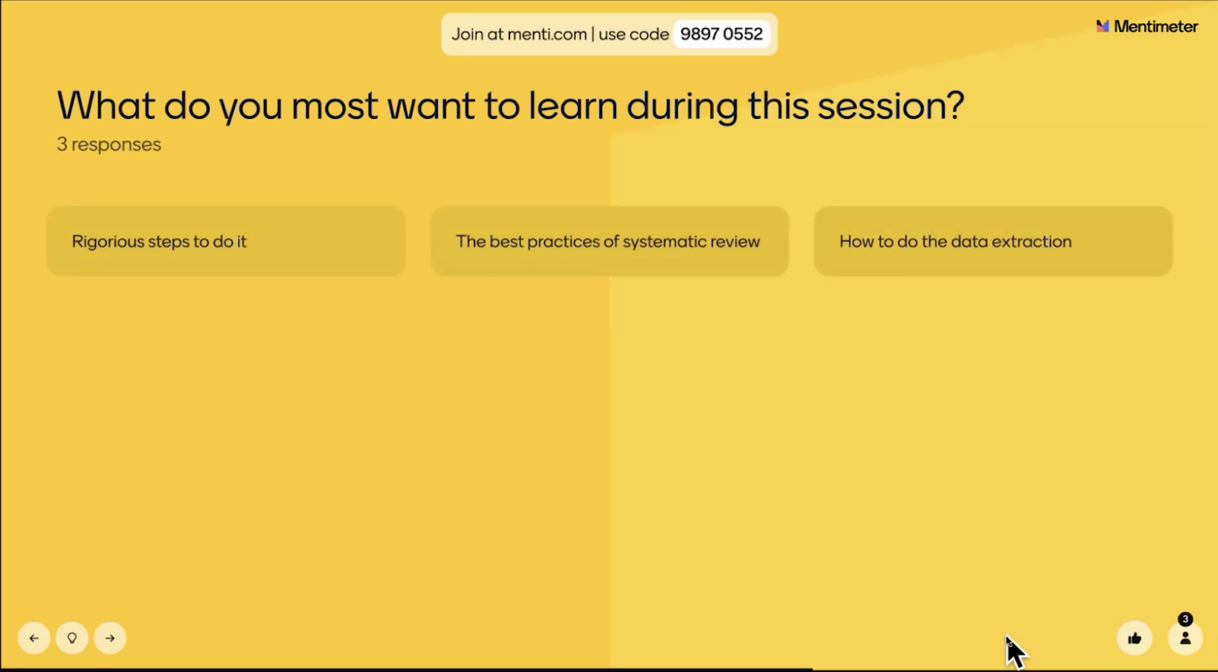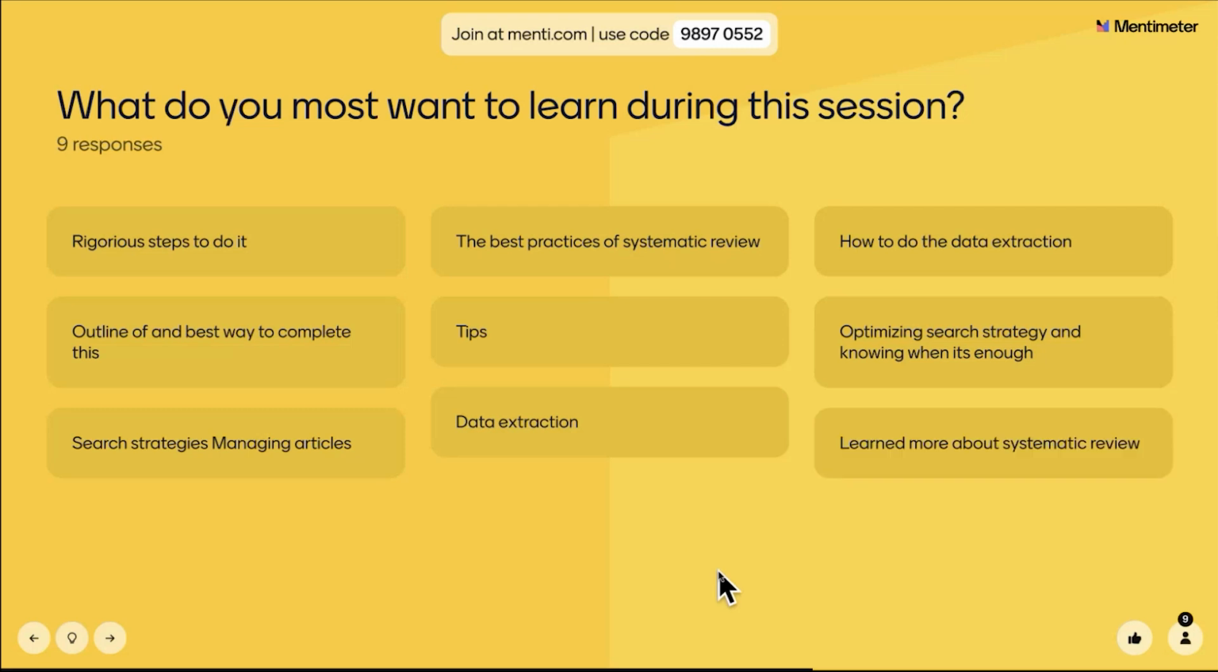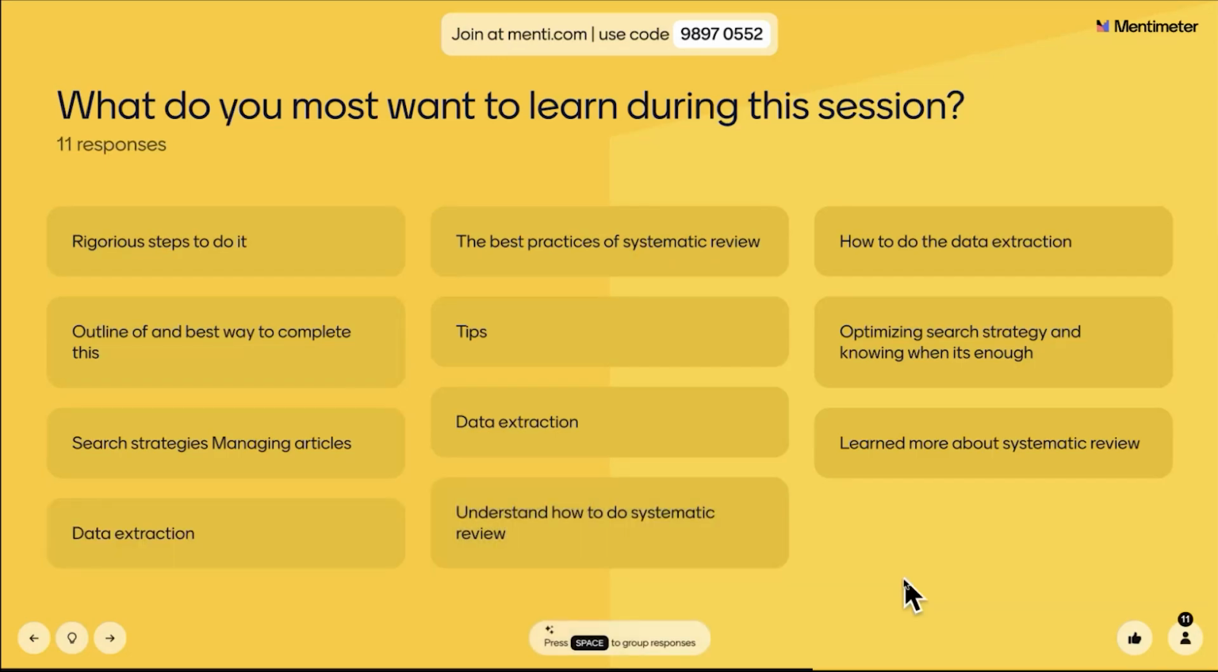Okay, rigor steps, the best practices, data extraction. Okay, we'll talk a little bit about data extraction, but it's not a big focus, but I'll definitely point you to some helpful resources. Yes, we're going to do some tips for sure. Optimizing the search strategy, knowing when it's enough. Yep. Search strategies, managing articles. Okay, data extraction. Okay, so data extraction is important. Okay, I'll just wait a second more. Just general, want to learn a little bit more about reviews. Okay, got it.